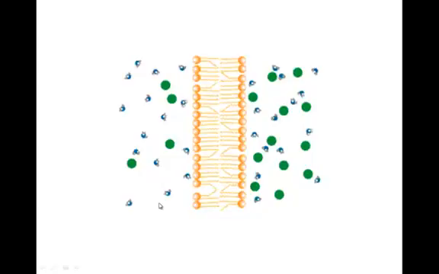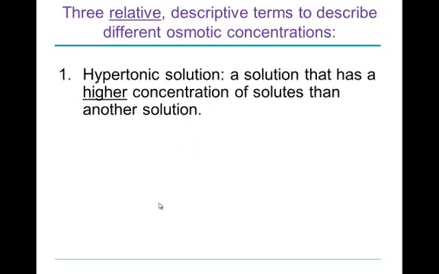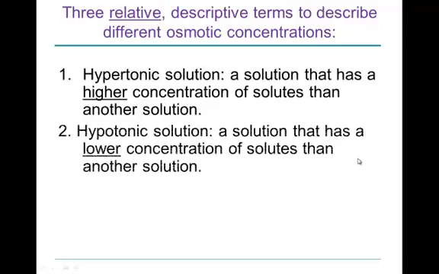Now, there are three terms that we use to describe different osmotic concentrations. The first term is hypertonic. Let's look at the etymology of hypertonic before we look at the definition. Hyper means a high level, and tonic means concentration. So this is a highly concentrated solution. But remember, these definitions are all relative. They compare one solution to another. So a hypertonic solution is a solution that has a higher concentration of solutes than another solution. And the second solution must be specified. The second term we use to describe different osmotic situations is the term hypotonic. Hypo means low.